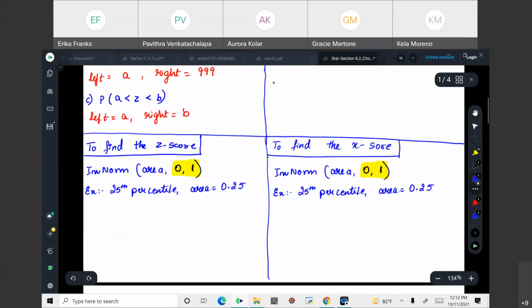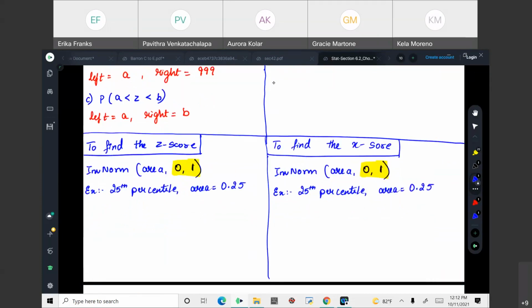It is the same thing. There is not much change when it comes to standard and normal distribution. The only difference is in the name of the scores. It is z-score and here it is x.